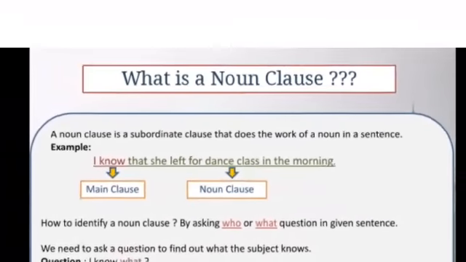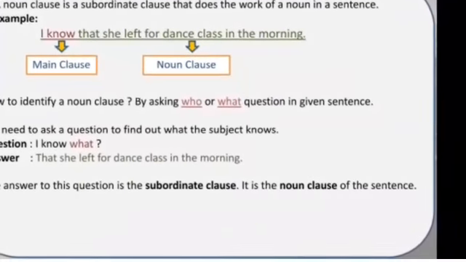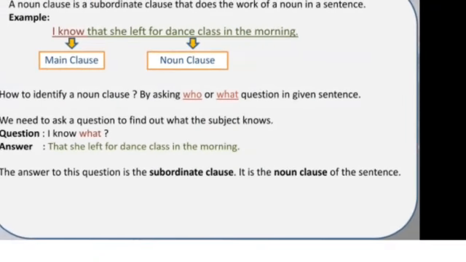Okay, now our topic of today is the noun clause. So let's see what a noun clause is. As you know, a noun is the name of everything, so a noun clause is a subordinate clause, and it does the work of a noun in a sentence. Although it's a clause, a sort of sentence, it does the work that a noun does in your sentence. For example: I know that she left for dance class in the morning.